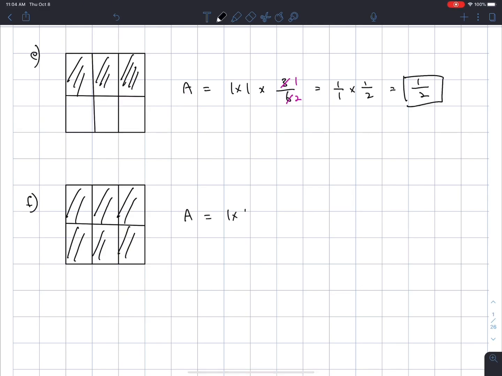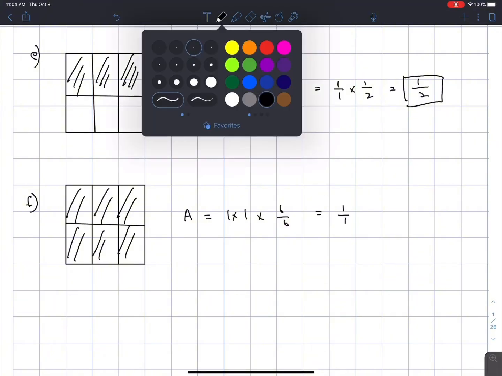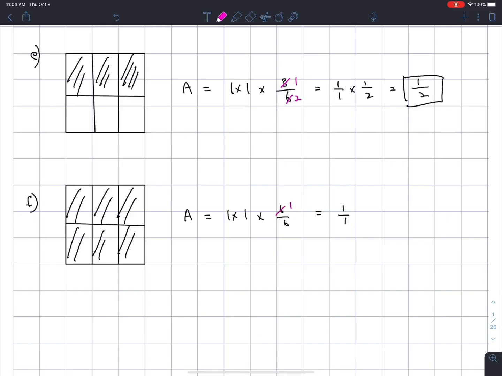Area is 1 times 1 times 6/6. So 1 times 1 is just 1. I can put it as 1/1. Again, I will simplify. Divide the numerator by 6 to get 1. Divide the denominator by 6 to also get 1. So I'm left with just 1/1 times 1/1, which is 1/1. But 1/1 is really just 1, because anything over 1 is itself. And that's it. That's question 1. I will see you in question 2.